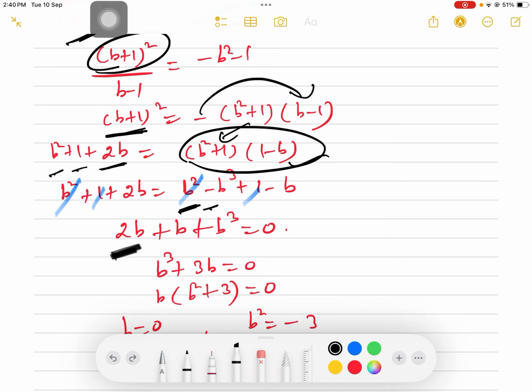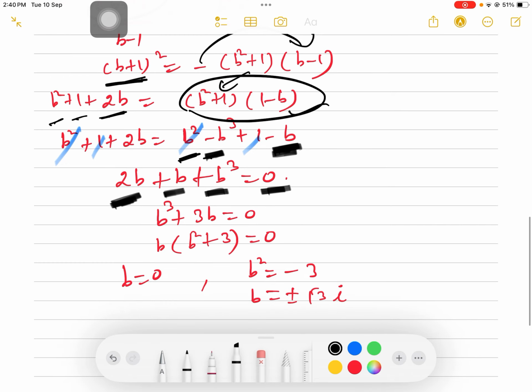So what is left here? On the left side only 2b, and on the right side minus b and minus b cube is left. So that I shifted to the left side. So 2b plus b plus b cube equals to 0. After solving, 2b plus b will be 3b, and b cube as it is I wrote equals to 0.